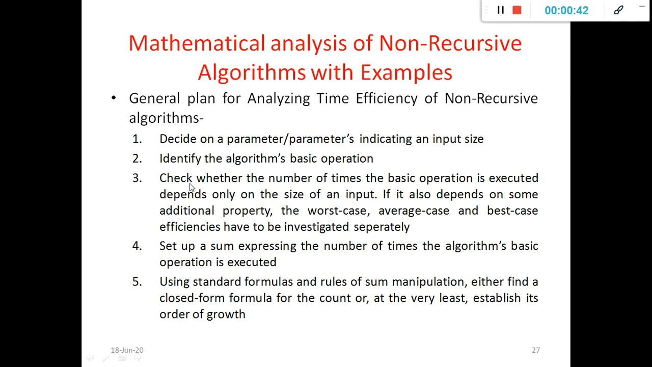Then the third one is to check whether the number of times the basic operation is executed depends only on the size of an input. If it also depends on some additional property, then the worst case, average case and best case efficiencies have to be investigated separately. The fourth one is to set up a sum expressing the number of times the algorithm's basic operation is executed. And the last step is, using standard formulas and rules of sum manipulation, either find a closed form formula for the count or at the very least establish its order of growth.